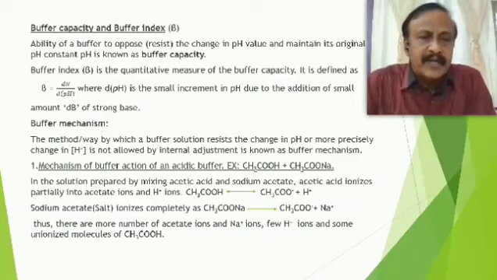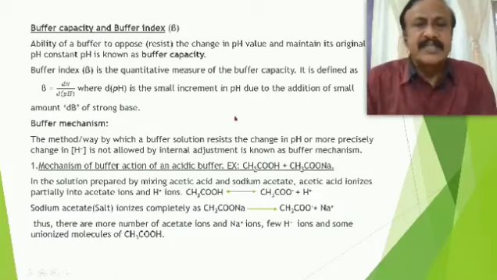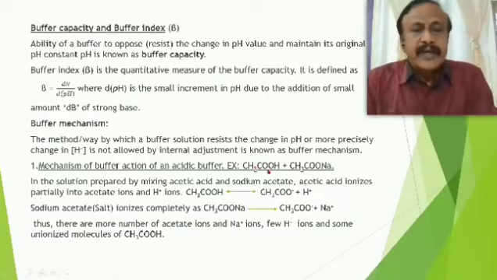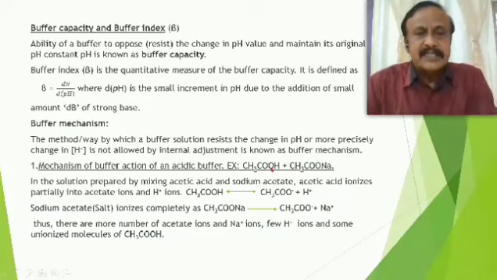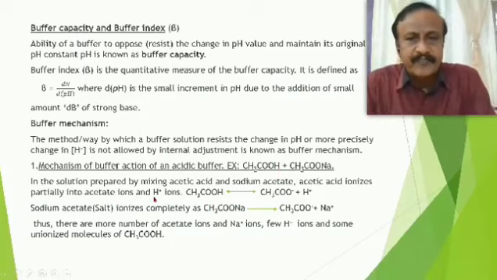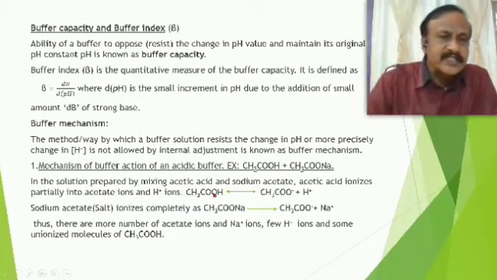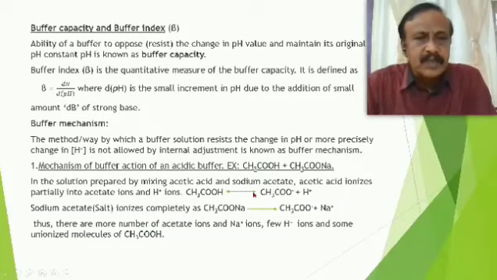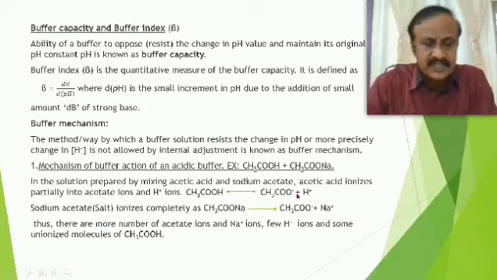First case, let us discuss the mechanism of buffer action of an acidic buffer. For this, let us take acetic acid and sodium acetate mixture. In the solution prepared by mixing acetic acid and sodium acetate, note that acetic acid is a weak acid and sodium acetate is a salt which is a strong electrolyte. So acetic acid ionizes partially. Only a few molecules of acetic acid will ionize into acetate ions and H plus ions as per this equation.